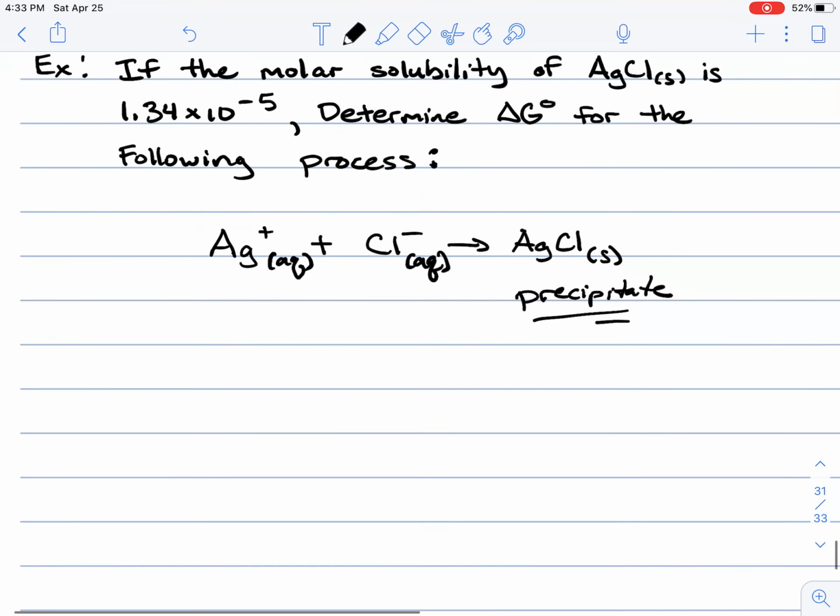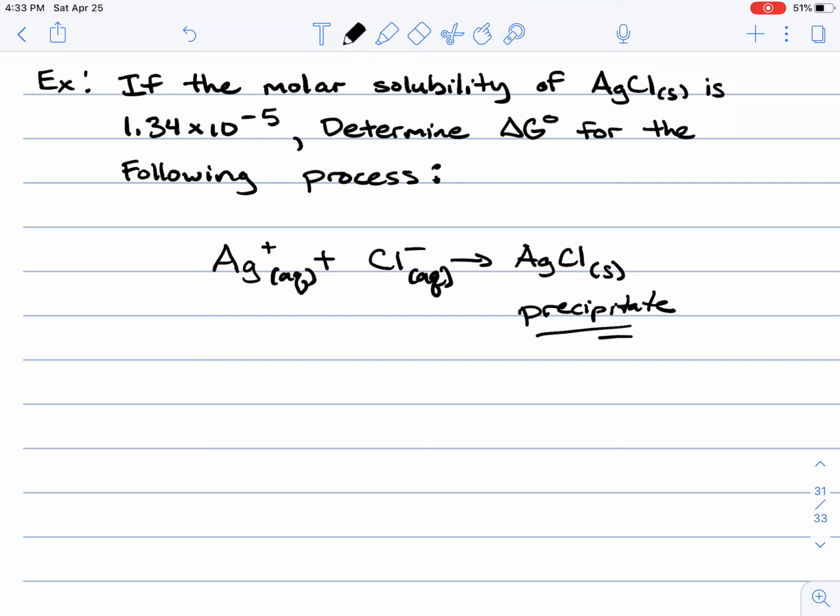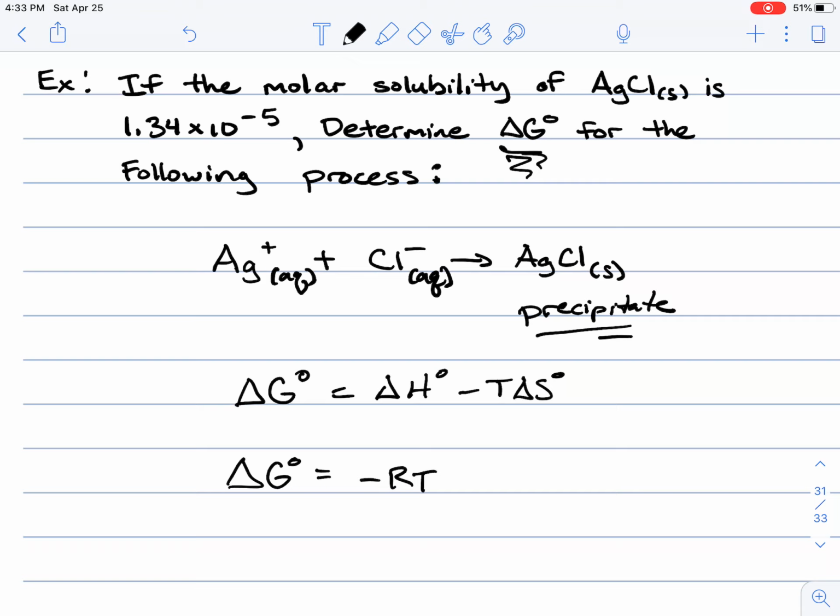So first we need to find some type of expression for delta G. So we have two expressions. Delta G is equal to delta H minus T delta S, right? And so we have the second one, delta G naught is equal to negative RT times this by the natural log of K.